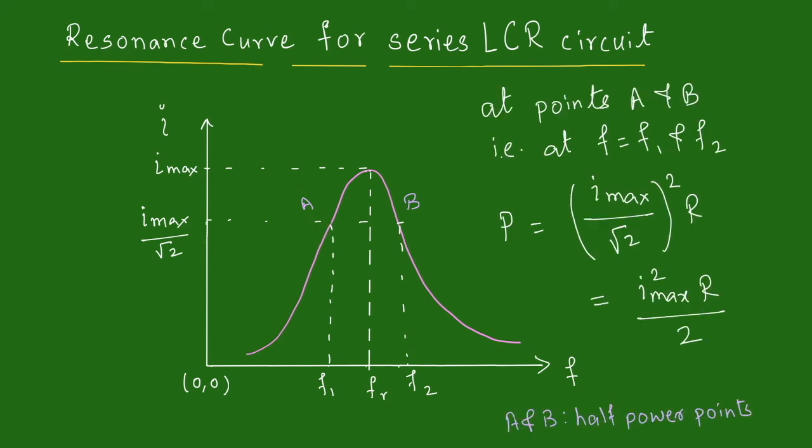At points A and B, that is at frequencies F1 and F2, which are called cutoff frequencies, the power consumed will be equal to I maximum upon root 2 square into R, because at these 2 points the current has dropped to I maximum upon root 2. Hence, the power consumed by the circuit at the 2 points A and B will be equal to I maximum square into R upon 2, that is the maximum power consumed by the circuit at F equal to Fr divided by 2.